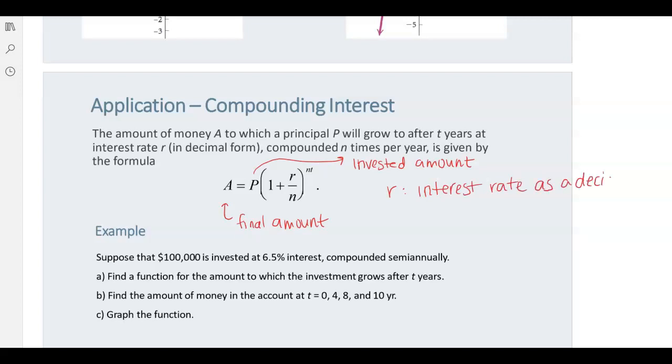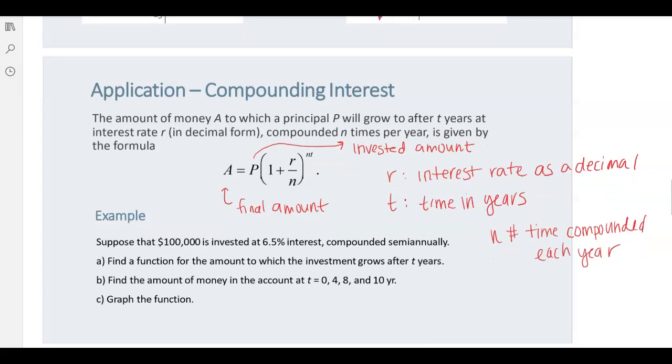So it'll often be listed as a percentage, and we want to change it to a decimal number. T is the number of times, and notice T is the amount of time in years. That's something that's important to remember. So T is time in years, and then N is the number of times compounded each year. So if it says monthly, then N would be equal to 12. It's how many times each year we do the compounding.